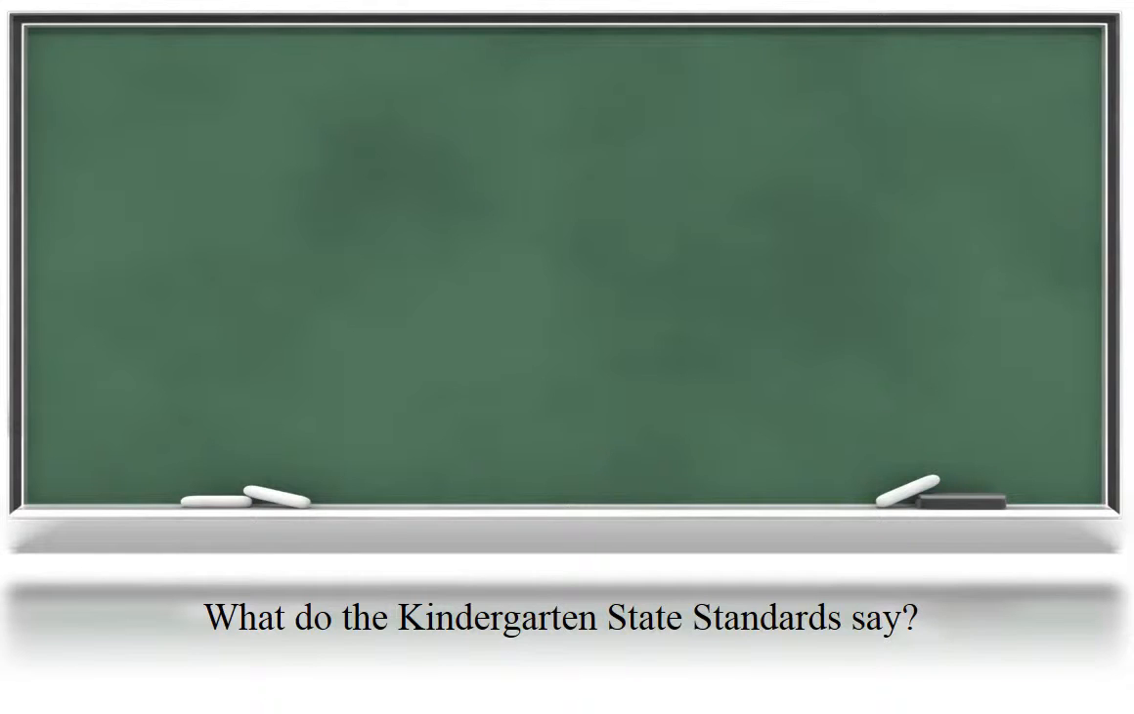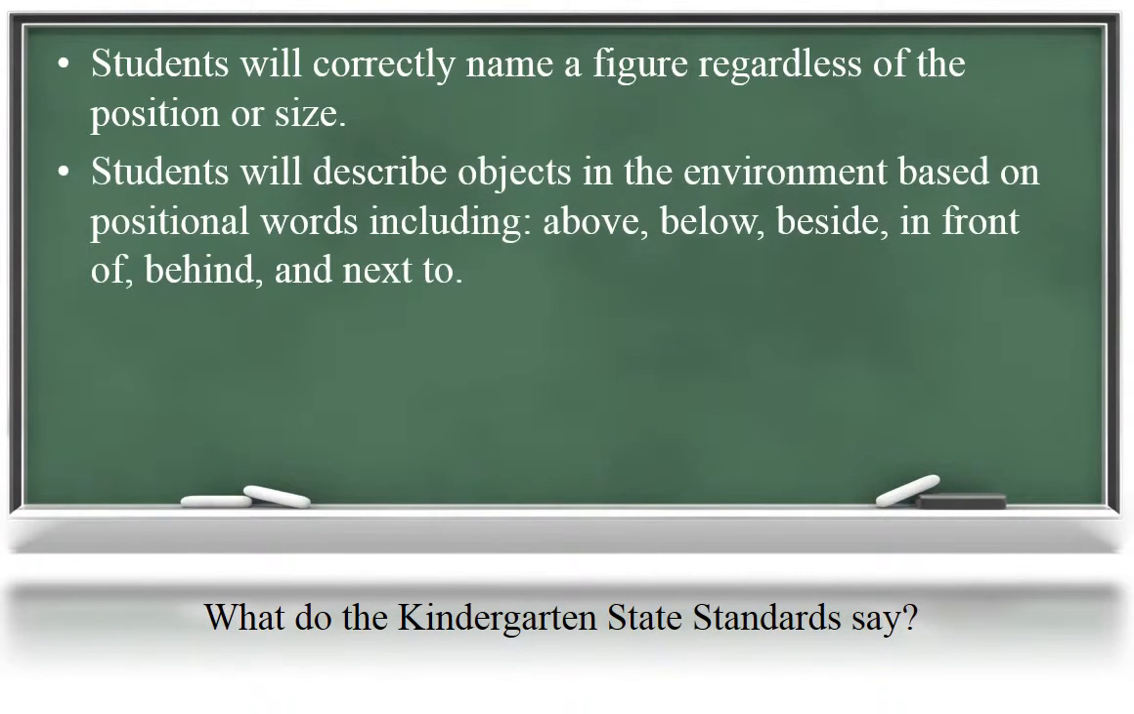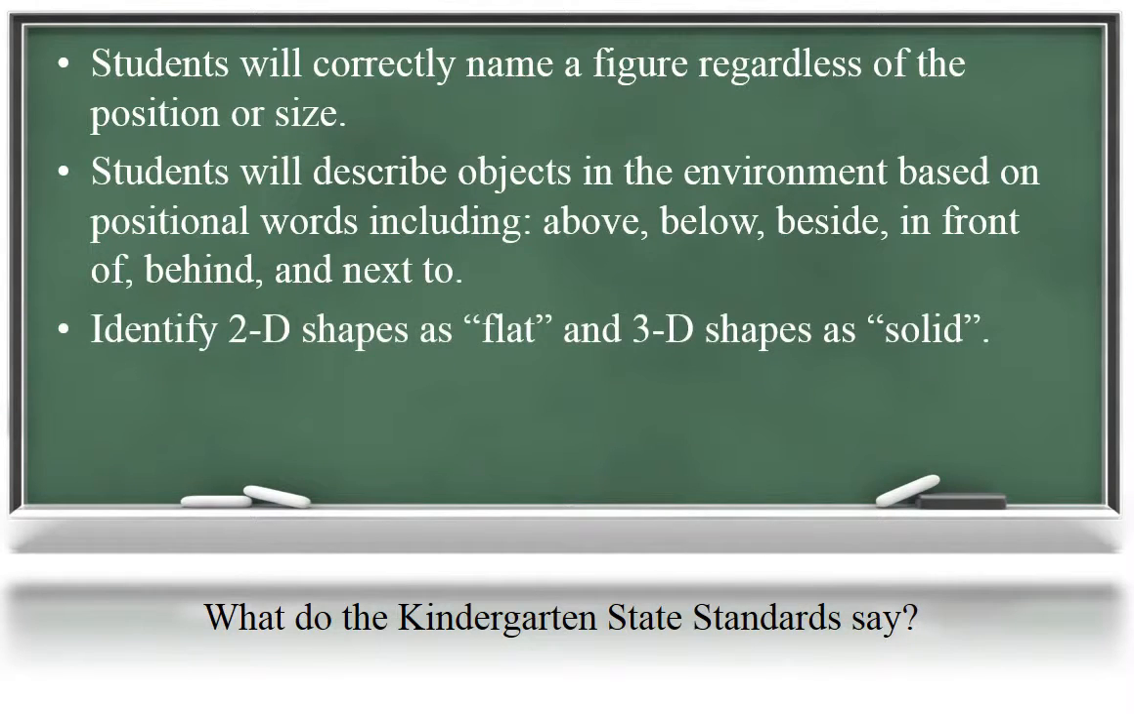So what do the kindergarten state standards say? That students will correctly name a figure regardless of its position or size. And that students will describe objects in their environment based on positional words, such as above, below, beside, in front of, behind, and next to. And that's something that in everyday life we can work with our children. In the car, at home, setting the table, putting clothes away. Anything that regards positional words would be a great opportunity to help students within this unit.